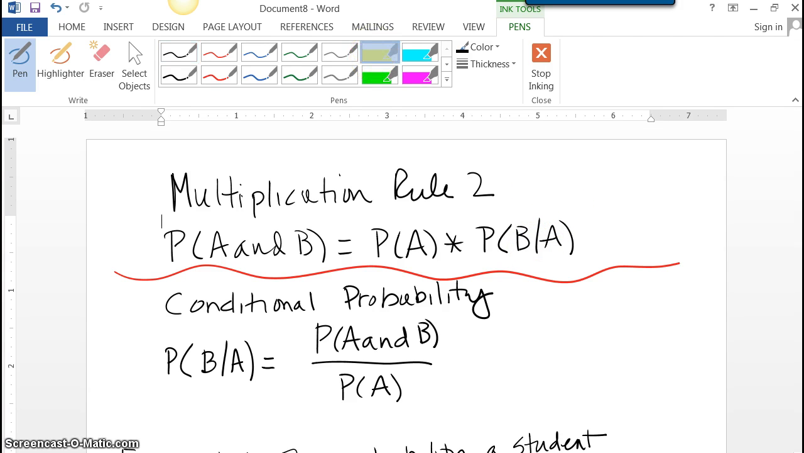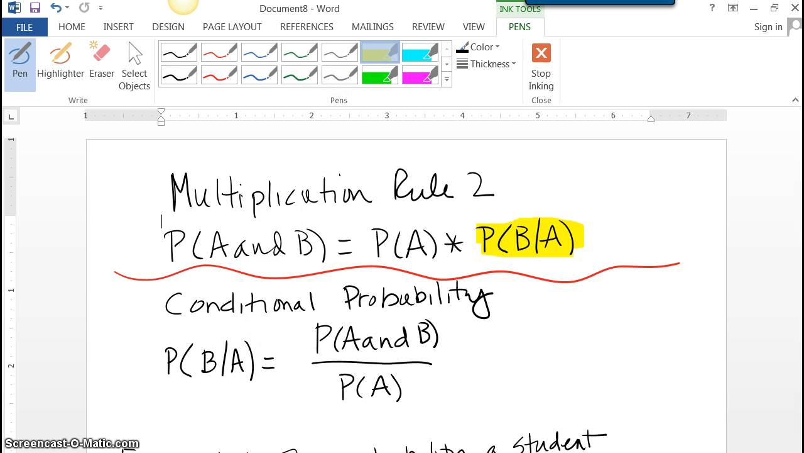This probability right here in this rule is called a conditional probability, because it is not just the probability of B occurring, it's the probability of B given that A has occurred. It has a condition with it that A has occurred. So this is the new probability of B given A has occurred. When we take this multiplication rule 2 and rearrange it and put the conditional in the front, it's not a new rule, but we treat it as if it is, and we call it the conditional probability rule.